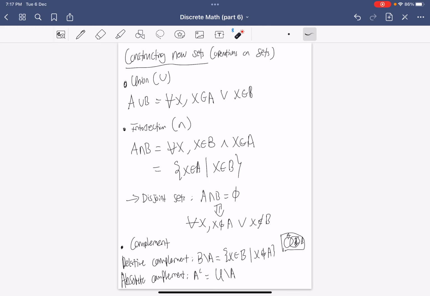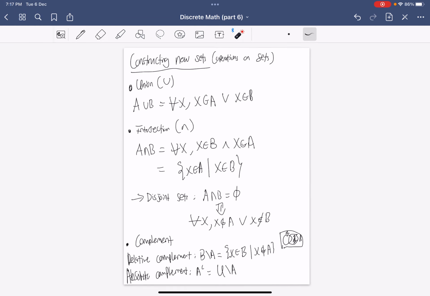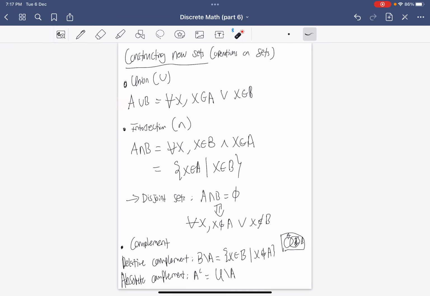So, A union B, what does it mean? It means that for all sets, X will be an element of A or X will be an element of B. So, if X is an element of A union B, it means it's either in A or in B. You can think of it as a Venn diagram. This is A, this is B. A union B is just everything, including the intersection.